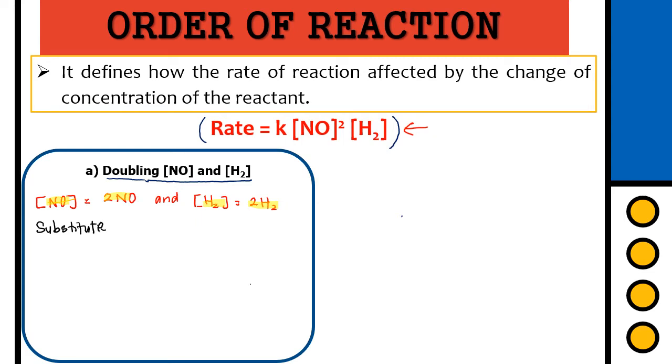When substituting, you write the rate law again. So it will be rate equals K, but now inside the concentration, instead of NO, it will be 2NO, 2NO to the power of 2. And H2 will be 2H2. So this will be the first step. The next one, after we did the substitution, we will rearrange the equation.